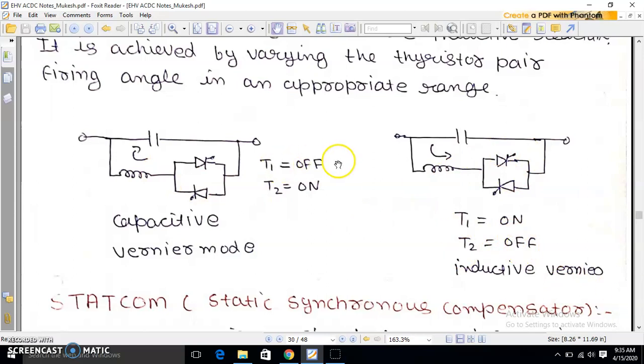Here T1 will be off and T2 will be on, but here T1 will be on and T2 will be off. In the next lecture we will discuss the STATCOM.